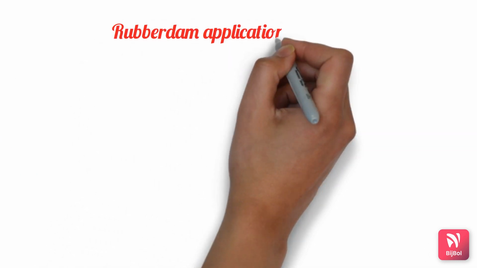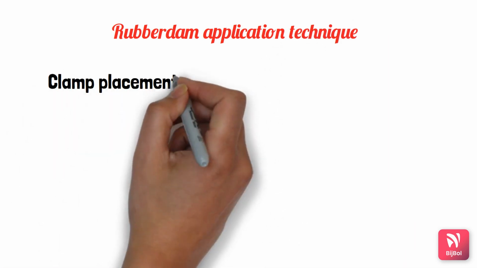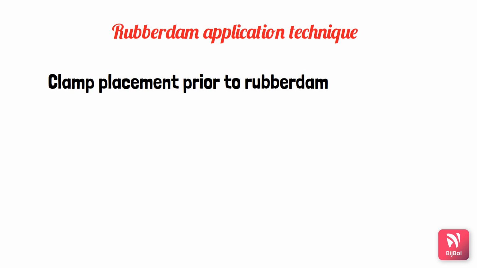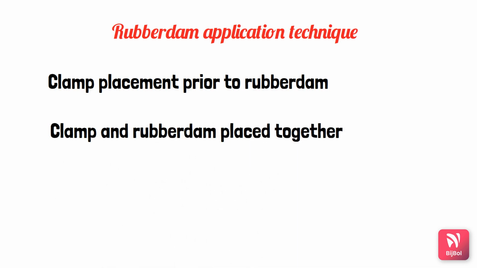We'll see the rubber dam application methods. The rubber dam can be placed in three methods. One is clamp placement prior to the rubber dam, which helps in rubber dam isolation, and it also helps in safety against the aspiration and ingestion.